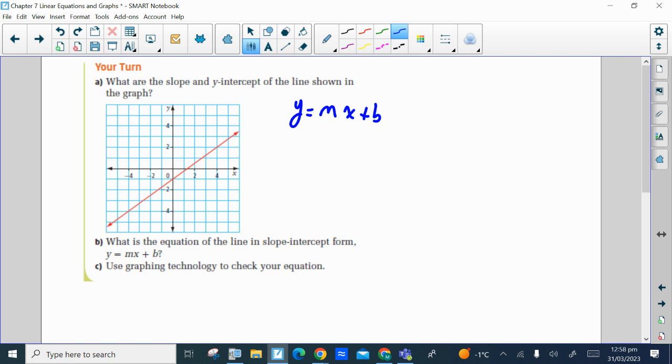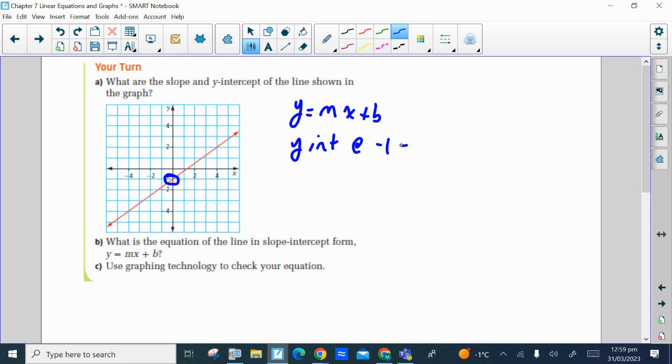Do we know either of those, Keen? Just by looking at the graph, do we know either the slope or the y-intercept? Princess? Do we know the slope or the y-intercept by looking at the graph? What do we know? And why do you say that? It's because that's where it crosses the y-axis. That's what the y-intercept tells you.